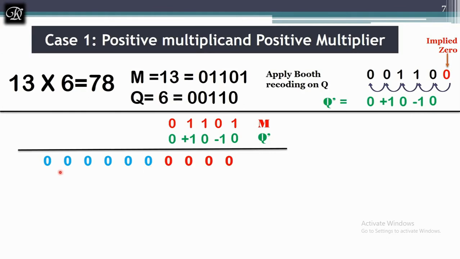Next, multiply this with -1. When you multiply any positive number with -1, what happens? The answer will be a negative value, because I am changing the sign. So this is positive, 0, 1, 1, 0, 1, a positive number. What is the negative version of this? Again, you have to find the 2's complement of 0, 1, 1, 0, 1. So this is the answer I got.